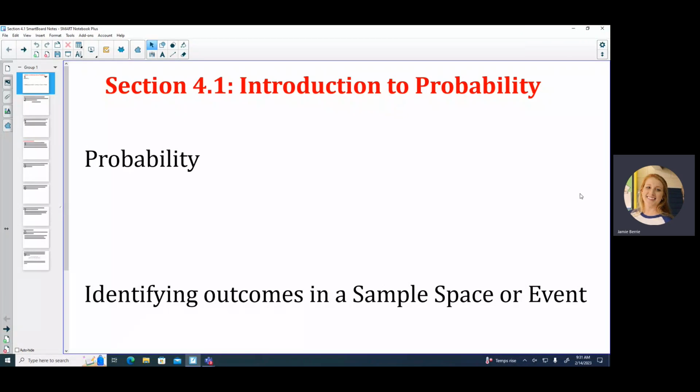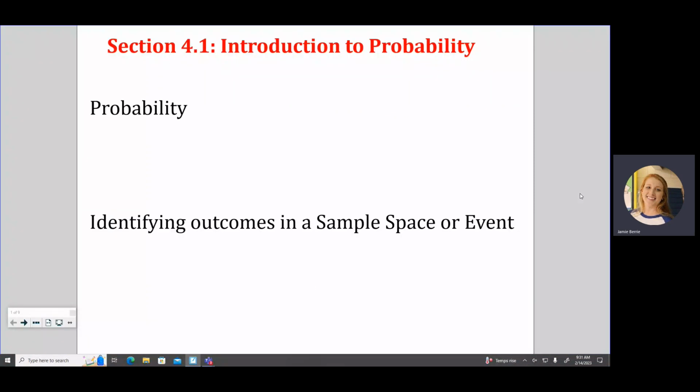All right. So today we are starting chapter 4, which is called An Introduction to Probability. There are 3 different types of probability. We're really only going to discuss one in detail, and then I'll show you an example of another type of probability, but they're all calculated the same way.